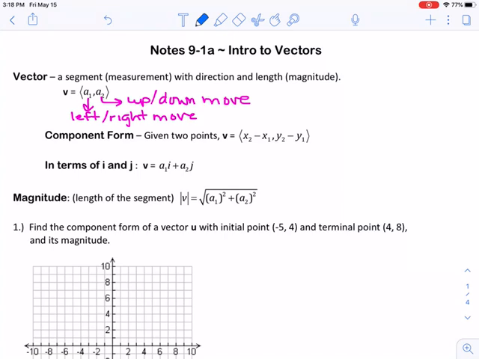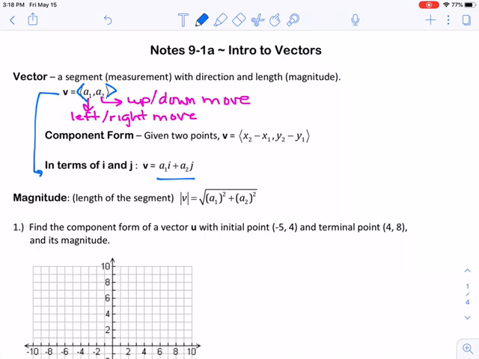We can also write our vector in terms of i and j as a little sum. They go back and forth between writing it in its component form with the pointed parentheses or in terms of i and j, but it means the same thing. We can just write it either way. We also can find the magnitude or the length.